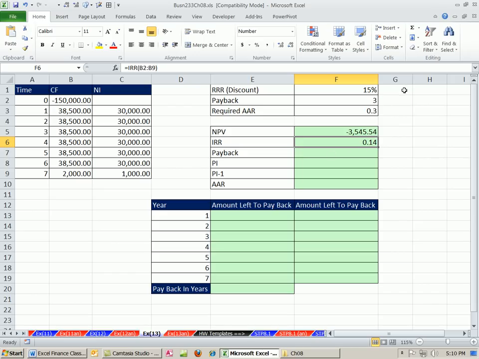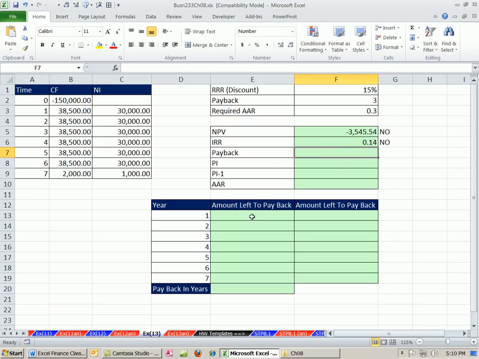If our hurdle rate, our required rate, is 15%, are we going to invest in this project? No. By the way, here too, it was what? This is negative. Net present value is negative. That means if you took on this project, you would decrease the value of the firm, so no.